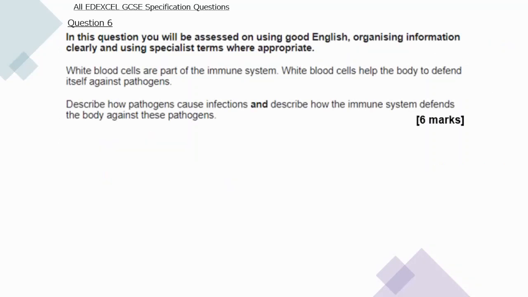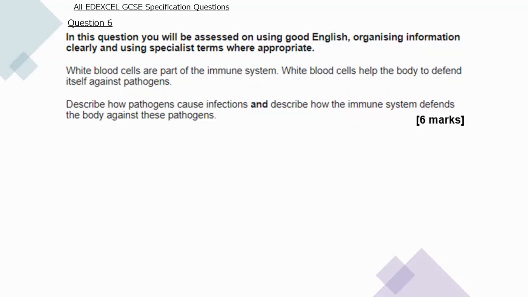Question 6. In this question, you'll be assessed on using good English, organising information clearly, and using specialist terms where appropriate. White blood cells are part of the immune system. White blood cells help the body to defend itself against pathogens. Describe how pathogens cause infections and describe how the immune system defends the body against pathogens. And this question is worth 6 marks, and we need to make sure, as it says at the top, that we're writing in good English, so good sentences and good key terms.